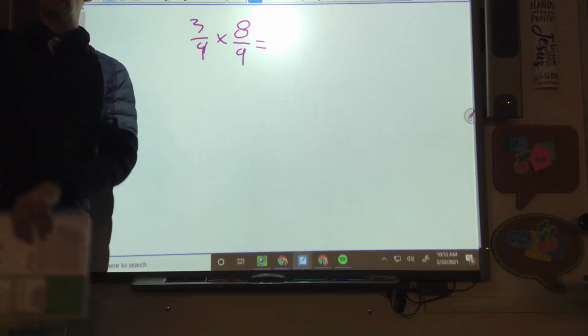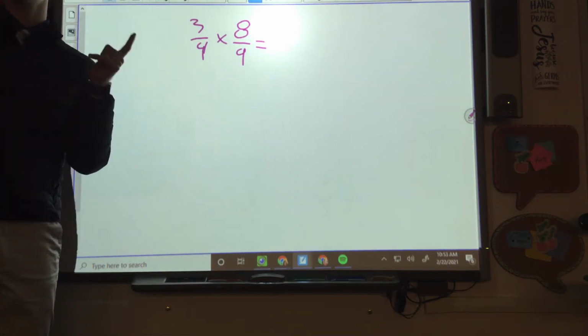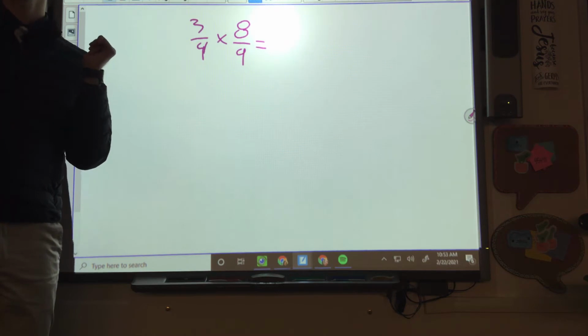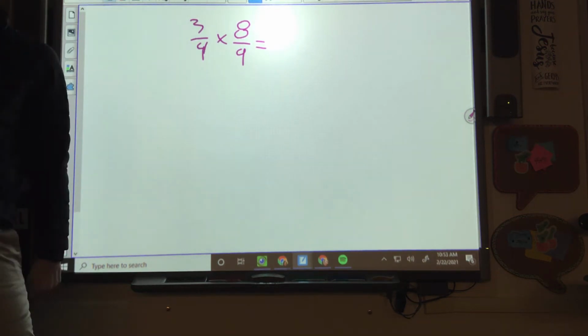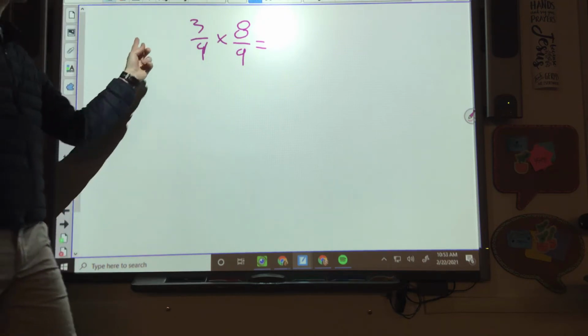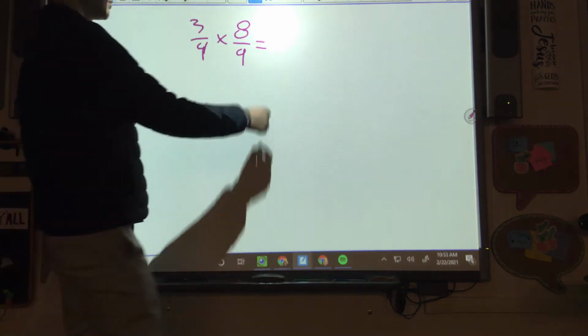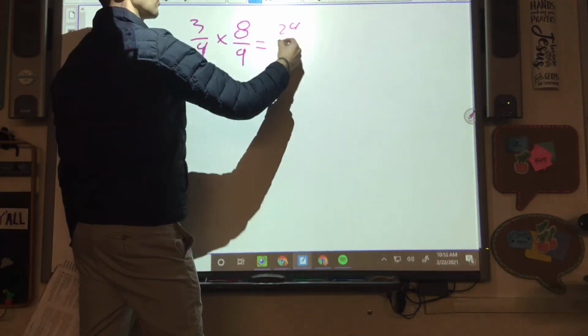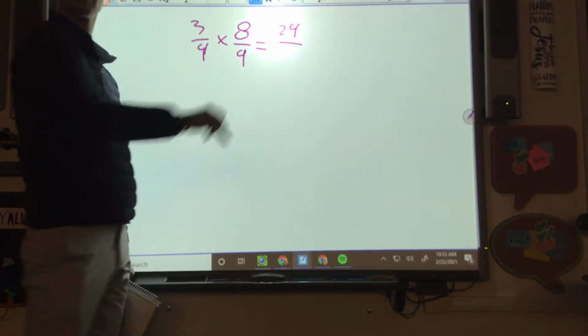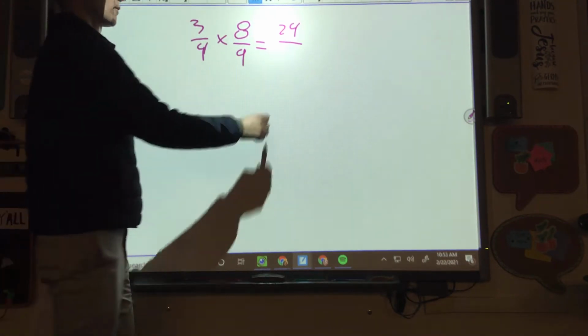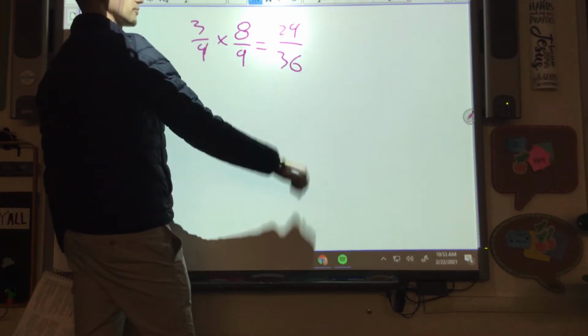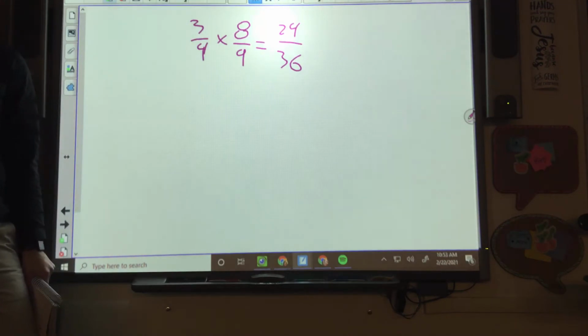What's the big difference between adding fractions and multiplying fractions? Adding fractions, you have to get a common denominator. Multiplying fractions, you do what? Just multiply straight across. So 3 times 8? 24. Over 4 times 9? 36. Now we have to simplify.